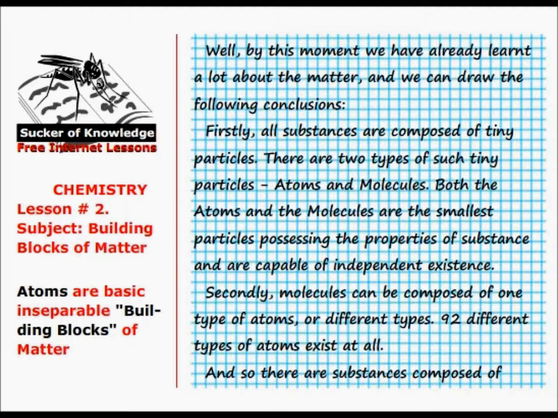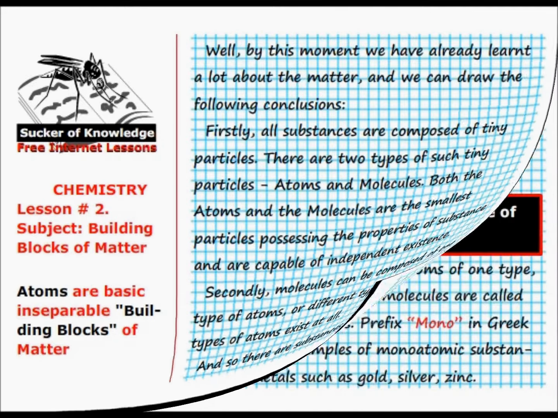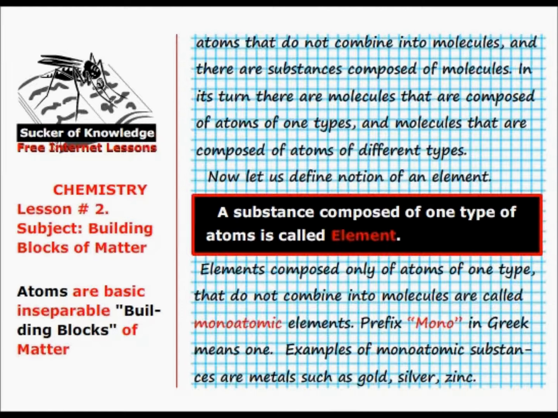92 different types of atoms exist in all. And so there are substances composed of atoms that do not combine into molecules, and there are substances composed of molecules. In its turn, there are molecules that are composed of atoms of one type, and molecules that are composed of atoms of different types. Now, let us define the notion of an element.